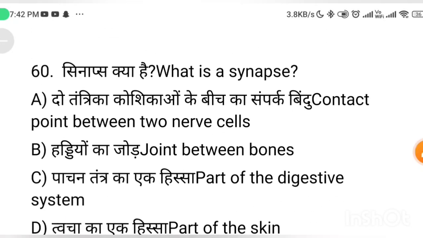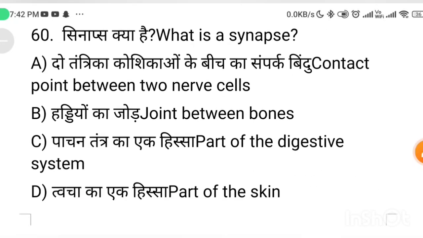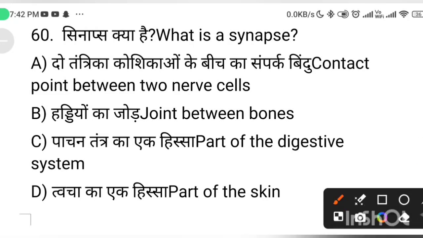Next question. What is synapse? Option A, contact point between two nerve cells. Option B, joint between bones. Option C, part of the digestion system. Option D, part of the skin. Correct answer is option A, contact between two nerve cells.